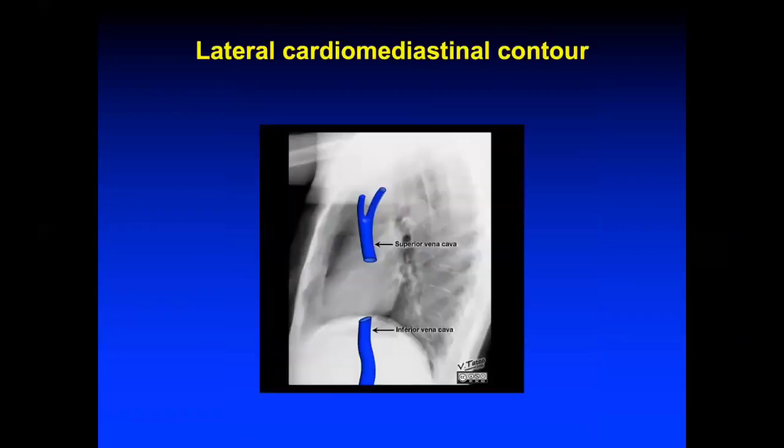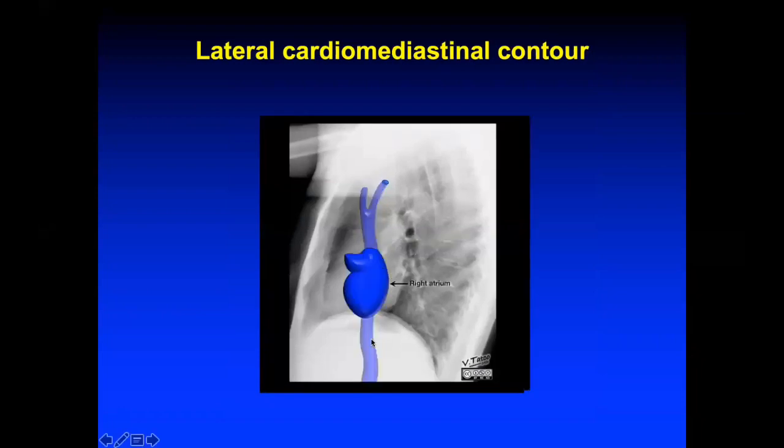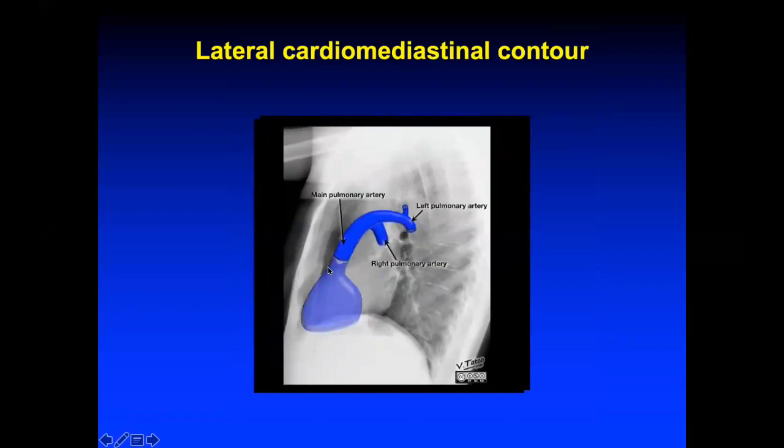Lateral cardiomediastinal contour. You can see the superior vena cava, you can see the inferior vena cava, and the right atrium. Then the tricuspid valve and the right ventricle. As I said, the right ventricle is the anterior-most structure here. From the right ventricle, the pulmonary artery arises. So anteriorly, if you see on a lateral view, this is the sternum. They will have a right ventricle and the main pulmonary artery.